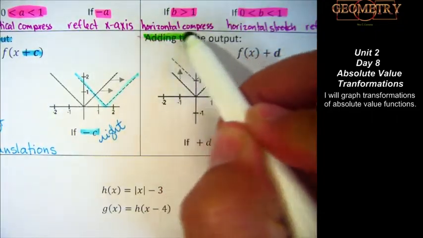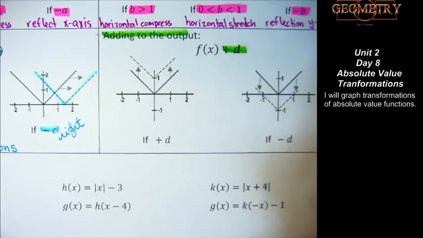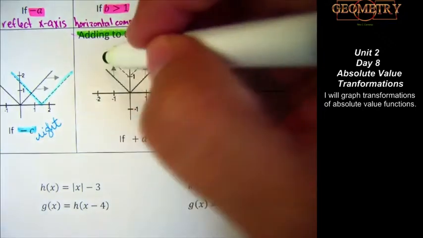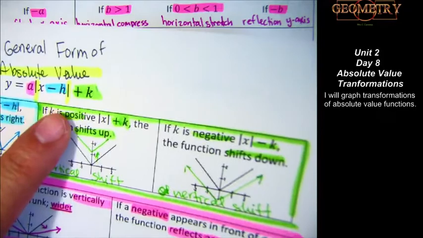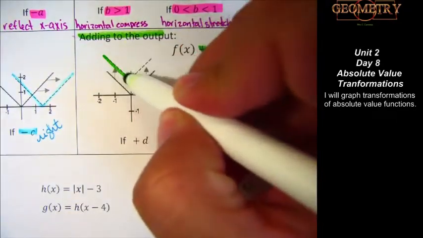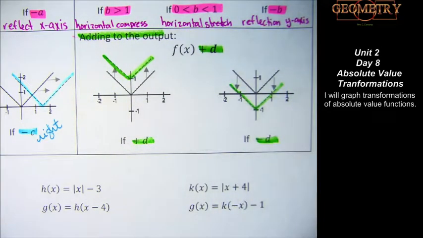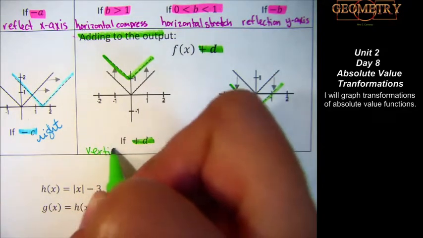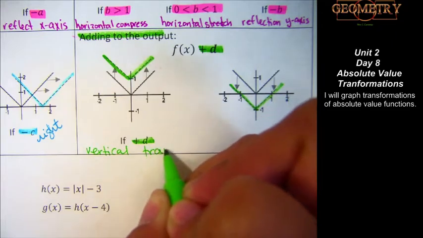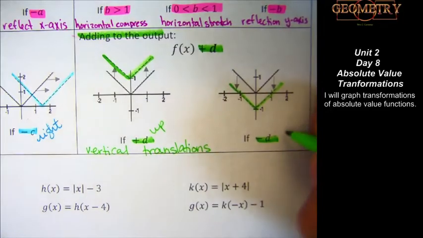We could add to the output. If we add to the output, it's going to look like that. And just like from yesterday, where it was sitting outside the absolute value and had some sort of shift up or down, that's what we can expect here. If it's positive, it shifts up. If it's negative, it shifts down. These are our vertical translations. This is up, and this is down.